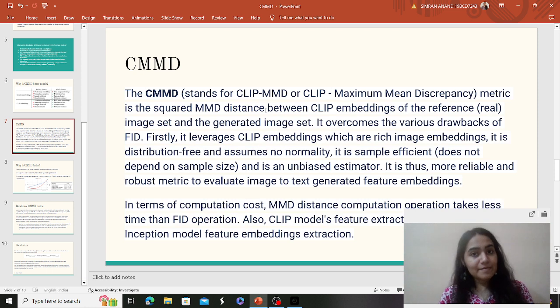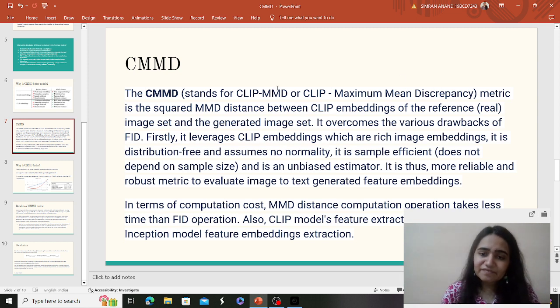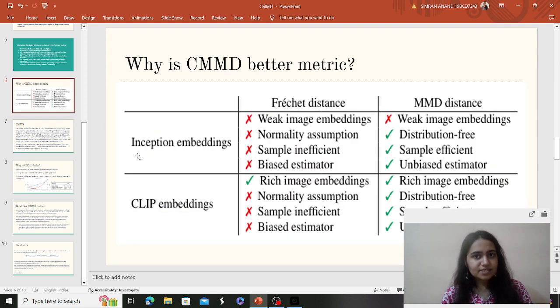Coming next to CMMD in depth. Now CMMD stands for CLIP MMD, and MMD is maximum mean discrepancy. And if you're wondering what CLIP is, by the way, CLIP is a model. Like I was saying, Inception v3 is a model, and that's why embeddings are generated from that model. CLIP stands for contrastive language-image pre-training. So it works on image-text pairs. CLIP is trained on a set of image-text pairs.